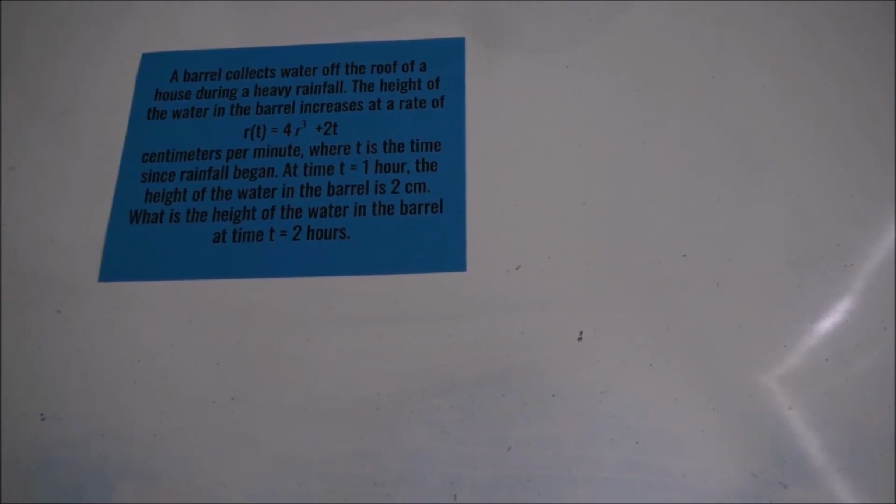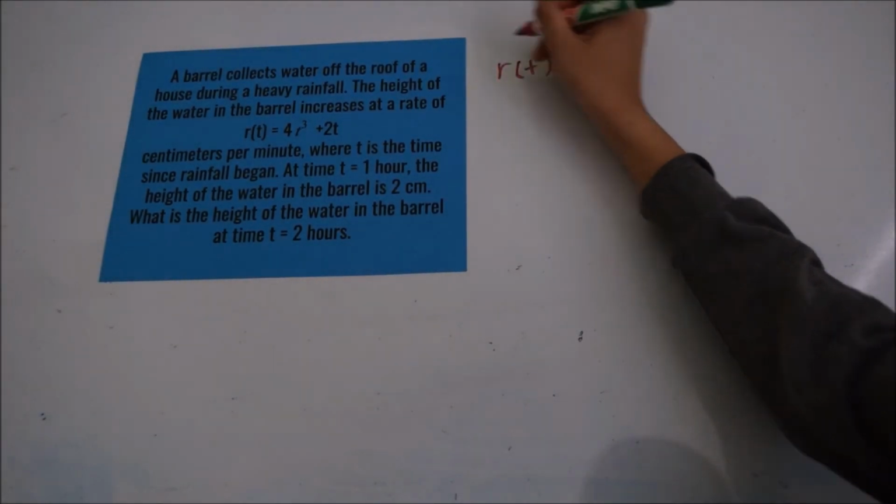A barrel collects water off the roof of a house during a heavy rainfall. The height of the water in the barrel increases at a rate of r of t equals 4t cubed plus 2t centimeters per minute, where t is the time since the rainfall began. At time t equals 1 hour, the height of the water in the barrel is 2 centimeters. What is the height of the water in the barrel at time t equals 2 hours?